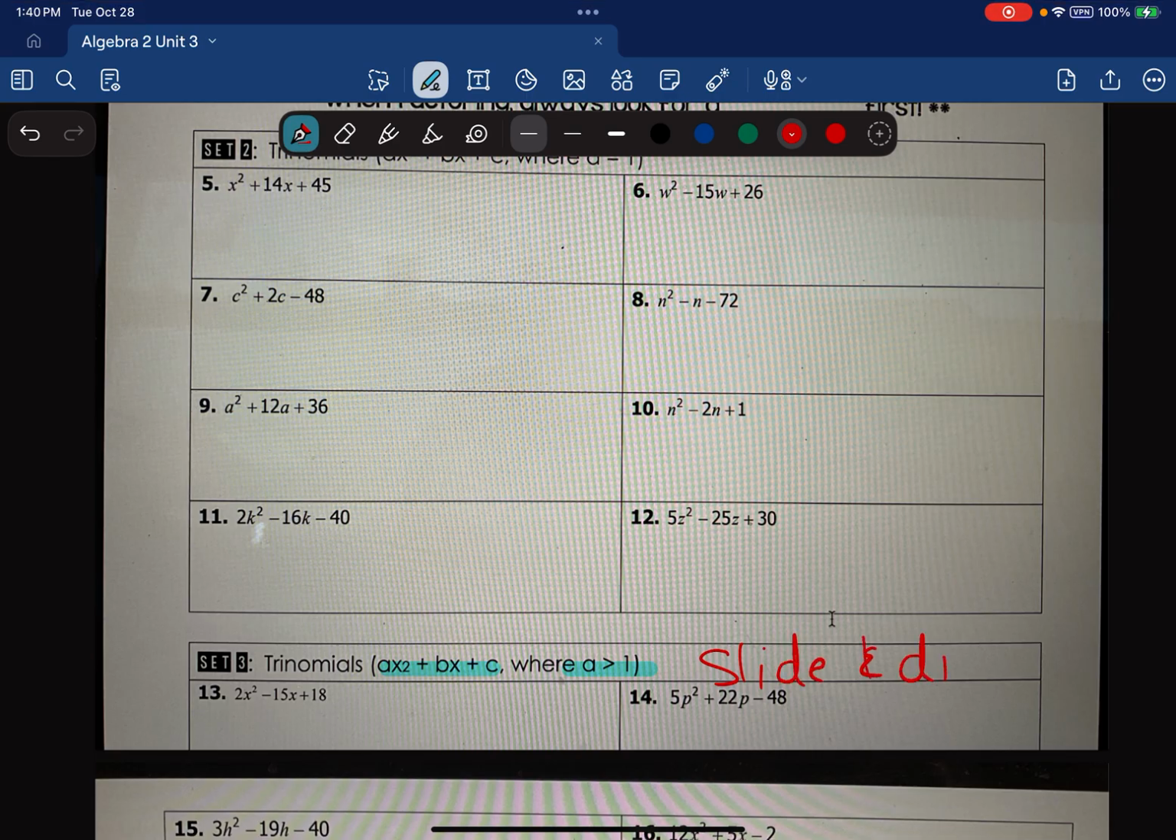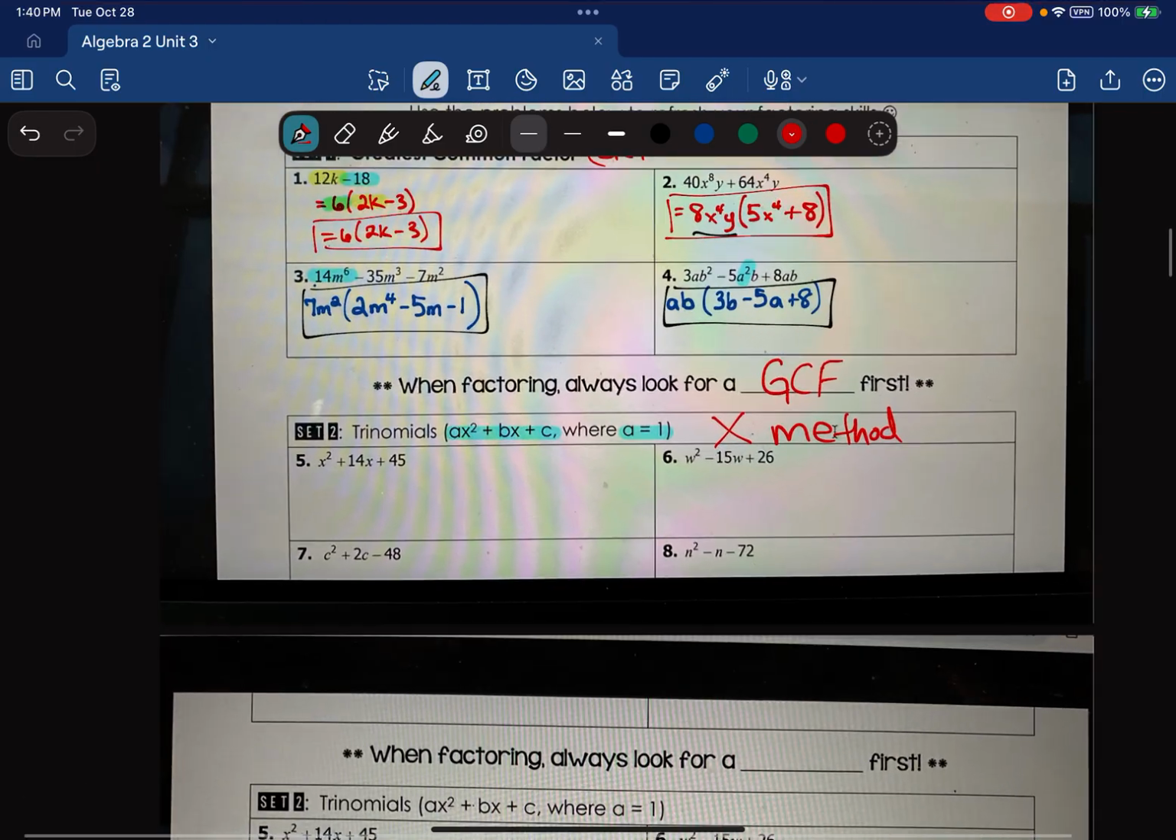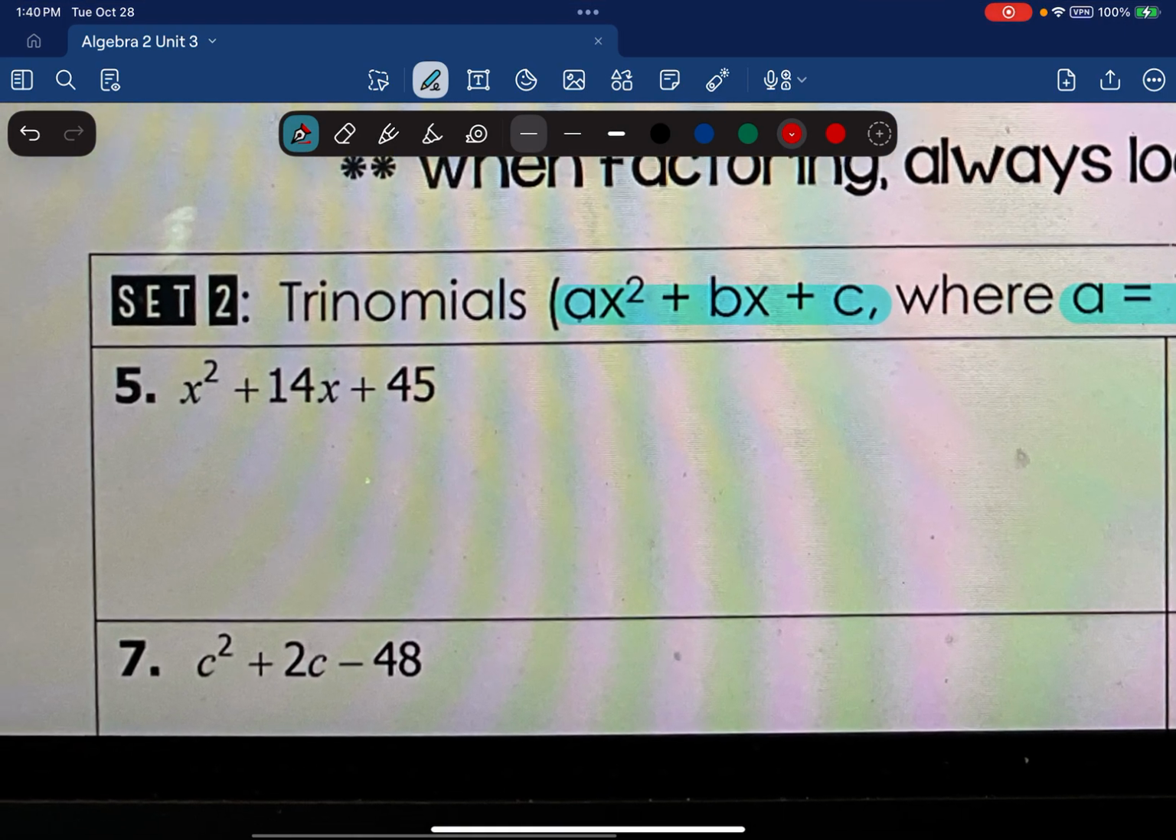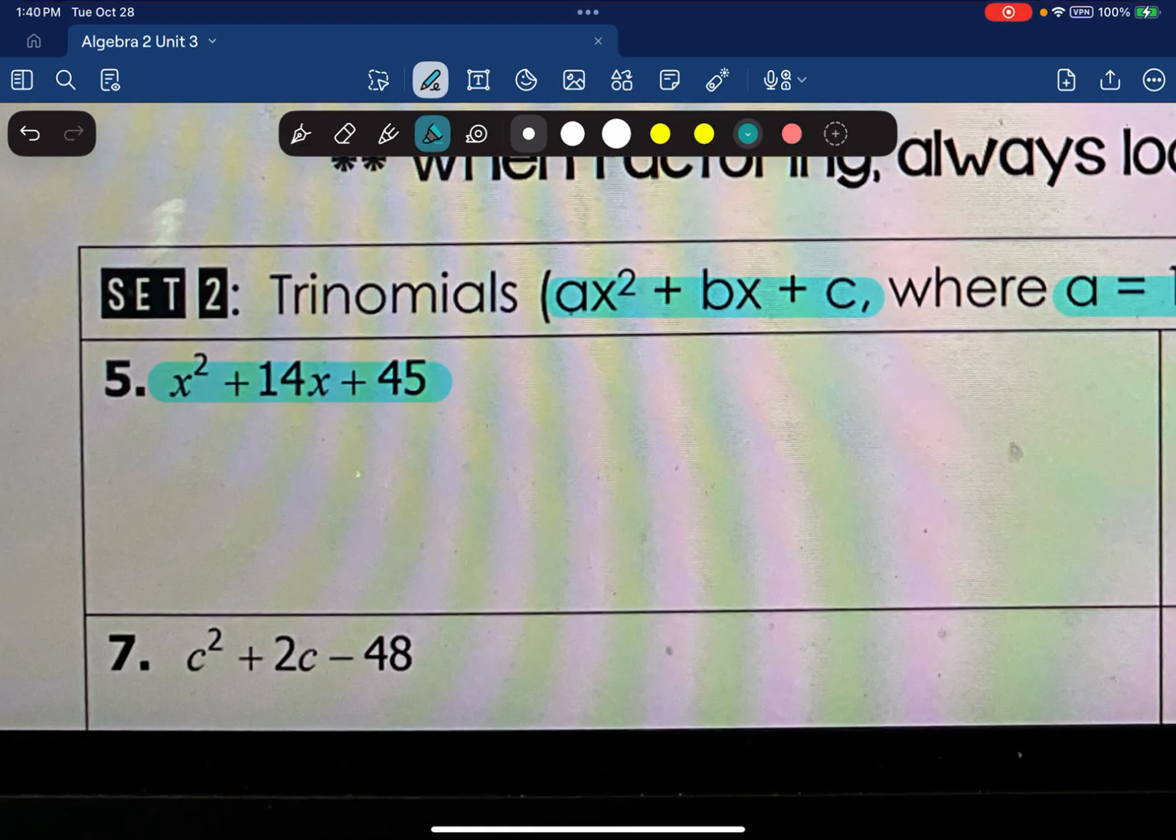Now I'm going to remind you what each of those methods look like. Now you may have learned to factor differently. If you did, you still have to provide the work. You can't just give me the factored answer. You have to show me what steps you took to find those factors. Okay, so when we have a trinomial, which we do here on problem number 5, it has 3 pieces. And a is 1. The number in front of x squared isn't there, so it's 1.